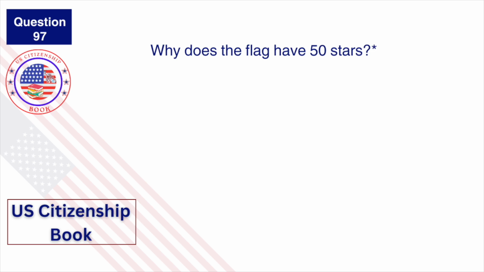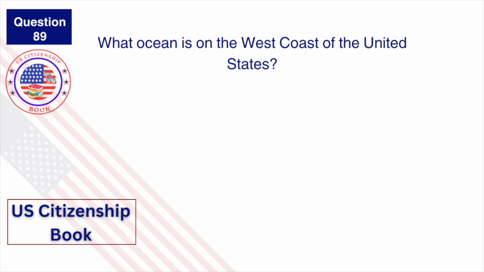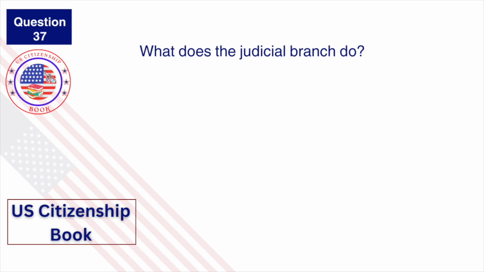Why does the flag have 50 stars? Because there are 50 states. What ocean is on the west coast of the United States? Pacific Ocean. Name one branch or part of the government. Congress. What does the judicial branch do? Reviews laws.